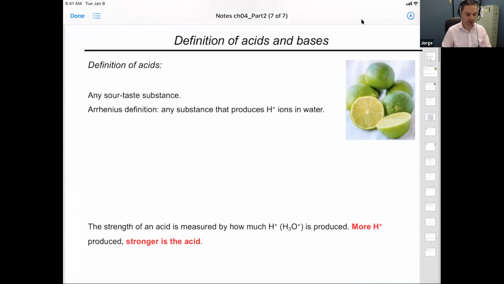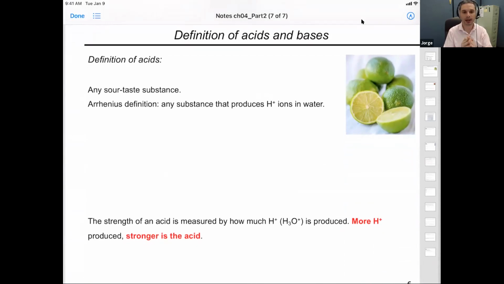So now let's define acids and bases, starting with acids. The very general definition of acids is that an acid is any sour-tasting substance. For example, limes are classified as acids because they are sour-tasting substances. Of course, this definition is not scientific at all, so we need to move on to a more scientific definition.